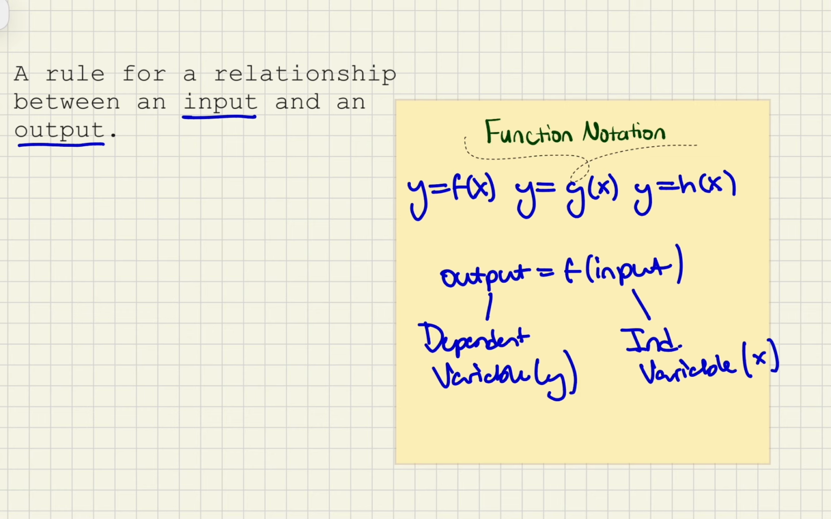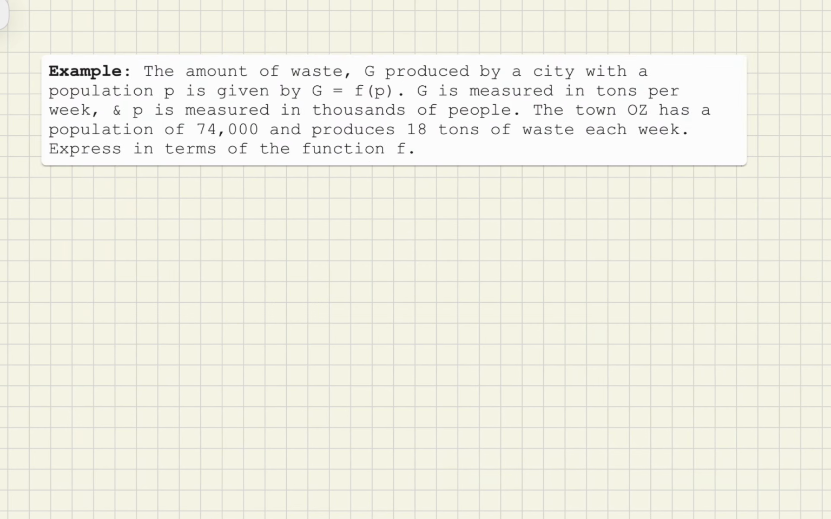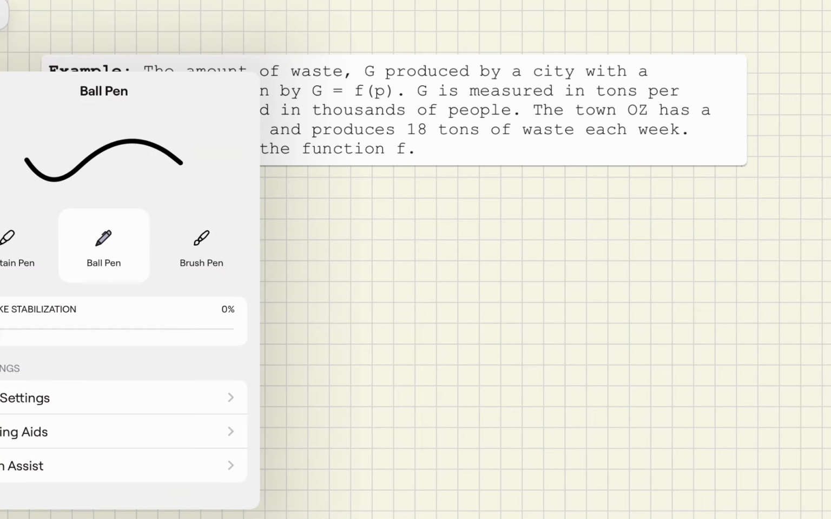One thing to remember with the definition of a function is that each input has exactly one output, meaning each x has one y. Now, let's solve an example problem that helps us to understand function notation more.